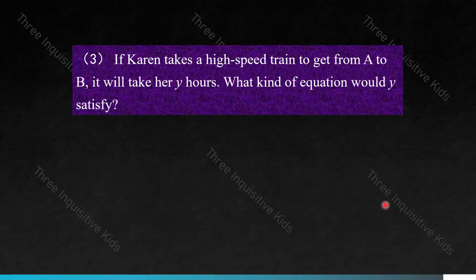If Karen takes a high-speed train to get from A to B, it will take her y hours. What kind of equation would y satisfy? Well, the answer would be 1,400 over y is equal to 2.8 times 1,400 over y plus 9. So when you're being asked what kind of equation a variable satisfies, it's just saying, using the information given in the problem, how can you write an equation that contains this variable?